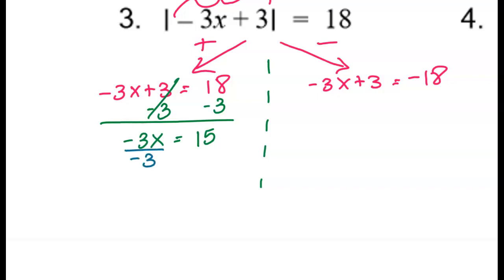Yes, that was a much better response. Thank you. Divide by negative 3 because negative 3 is being multiplied by x. The opposite of multiplication is division, telling me to divide by negative 3. The negative 3's on the x will cancel, leaving me with just x. And what is 15 divided by negative 3? Negative 5 is my first solution.